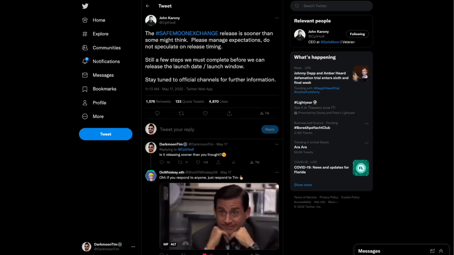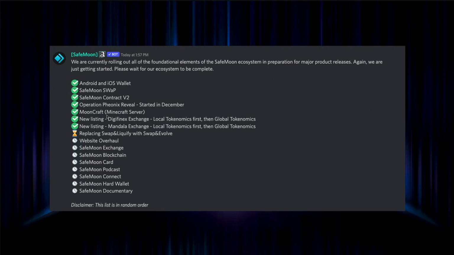So let's fly on over to this. This could also be another reason for the price pump, and this would also help the price out a lot if this happened. If you go through the roadmap that they have on Discord and you look through all the things that they have done so far, you can see this little hourglass that says replacing swap and liquefy with swap and evolve. Now that would generally help the price out hugely if people were going to start selling Safemoon. It would start building up a bag ready to start doing more buys into the Safemoon LP, causing a stronger LP for Safemoon. So we can only hope that they get swap and evolve enabled as soon as possible.